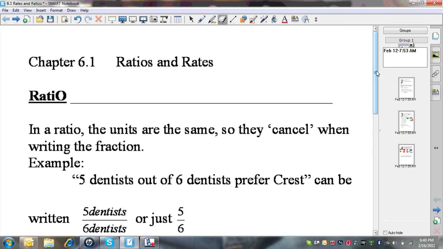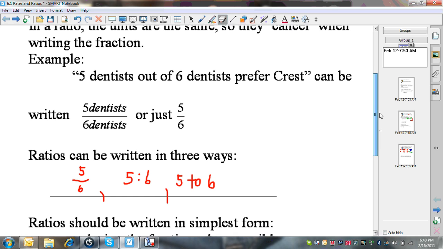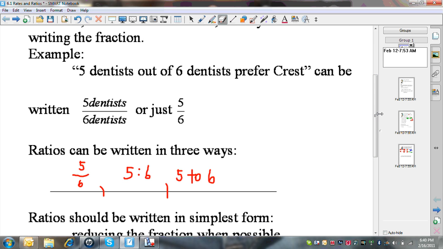So here's an example. You hear this on TV all the time. 5 dentists out of 6 dentists prefer Crest. We can write that as a ratio. 5 dentists is the numerator, 6 dentists is the denominator, and the dentists actually cancel because they are themselves divided by themselves, and we can just say 5 out of 6.